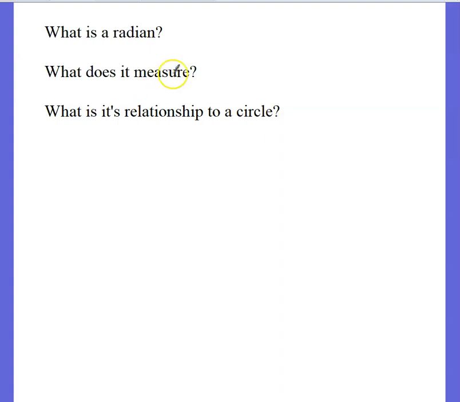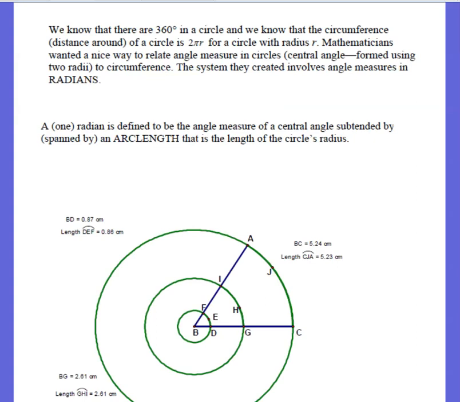Okay, so a radian is really a way that we measure angles. So in your calculator, you'll notice that you have like degree mode and radian mode, right? And so we can switch back and forth. They both measure angles, but the nice thing about radians is that they do have this relationship to a circle. So that's what we're going to talk about. So let's dig in a little bit more.